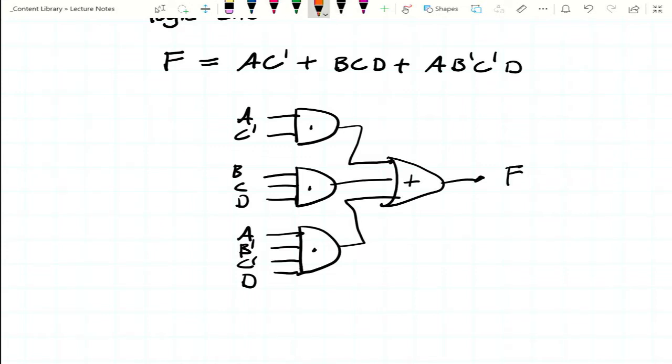If we make a note of how many inputs go to each logic gate, the first one has 2 inputs, the second one has 3 inputs, the third one has 4 inputs, and this OR gate itself also has 3 inputs. So we would say that the circuit here has a fan-in equal to 4. Whatever the highest number is, that is the fan-in of that circuit.